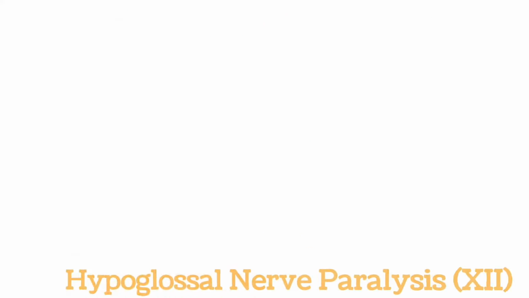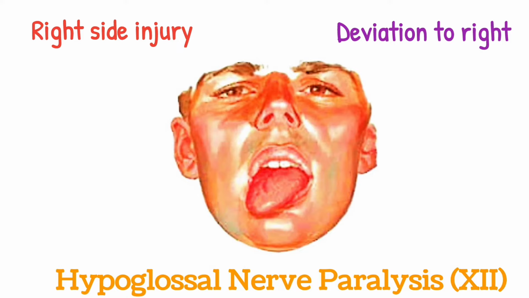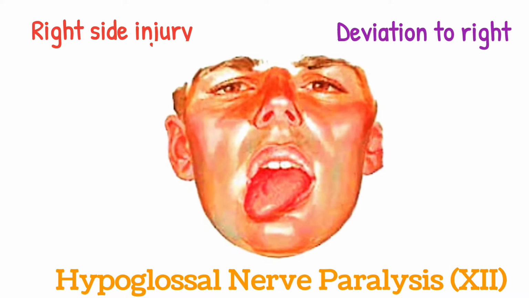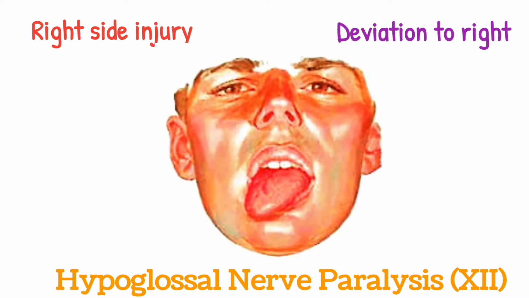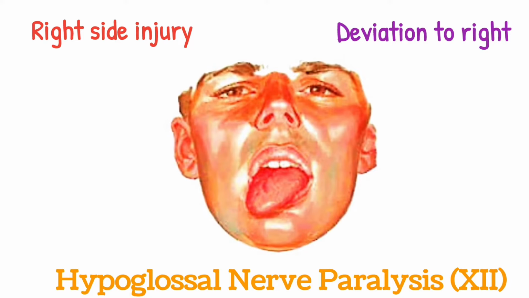Hypoglossal nerve is the 12th cranial nerve. It has motor supply to the muscles of tongue. When it is injured, tongue deviates towards the side of lesion due to atrophy of intrinsic muscles on side of injury. In this picture, you can see the deviation of tongue towards right side due to the right hypoglossal nerve injury.